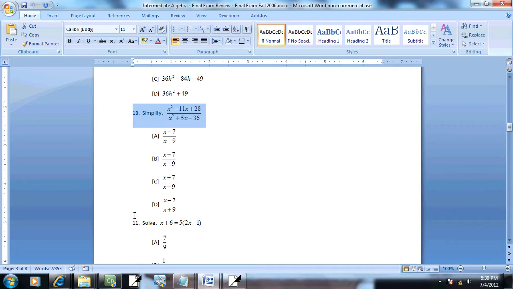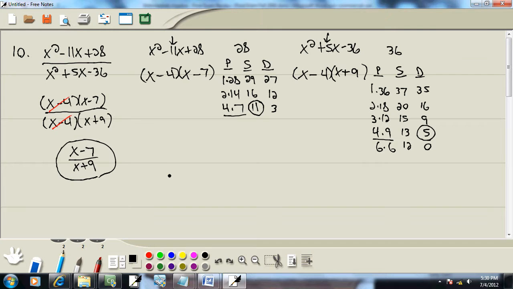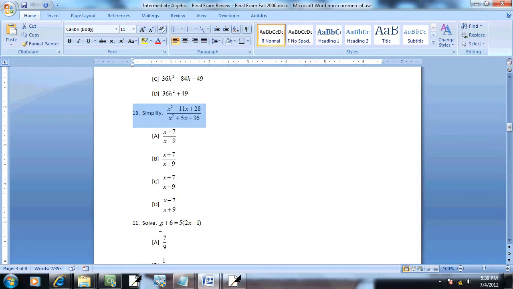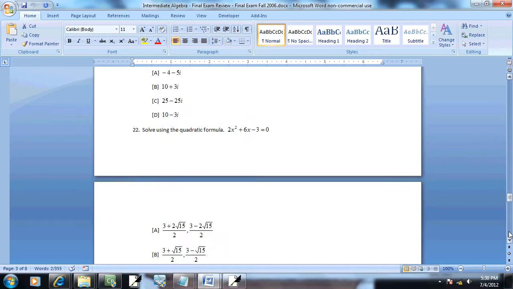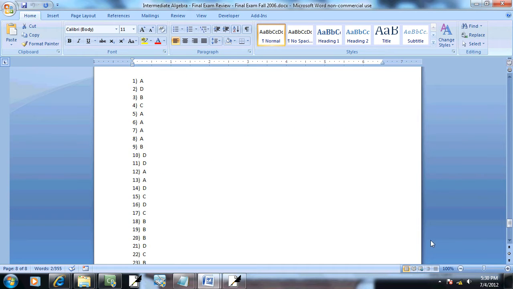And see which one that matches. x minus 7 over x plus 9, x minus 7 over x plus 9, D as in David. Let's verify that. So 10D. And it checks out.